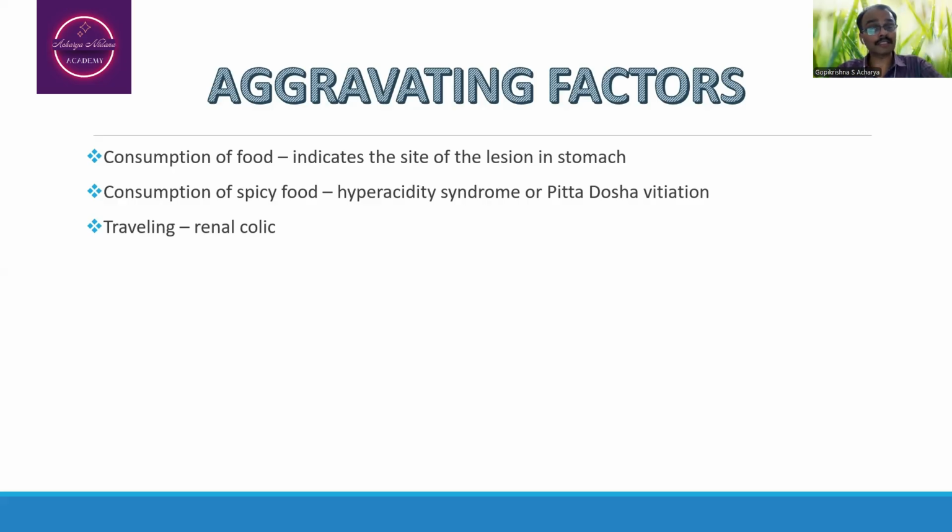For example, if the person is traveling and at that time has pain in the abdomen radiating from loin to groin, that may indicate the probable cause of the illness may be renal colic.